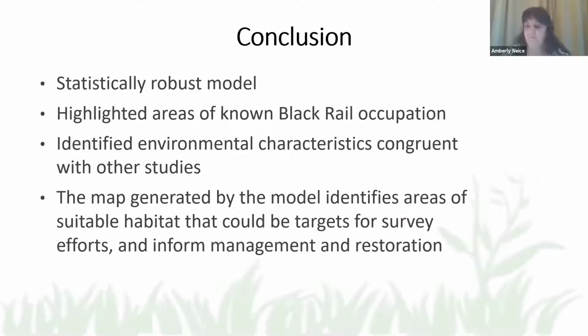In conclusion, we produced a statistically robust model that identifies areas of known black rail frequency and identified habitat characteristics consistent with high marsh habitat and also consistent with other habitat association studies. The map generated by the model identifies areas of suitable habitat that could be targets for survey efforts and inform management and restoration.